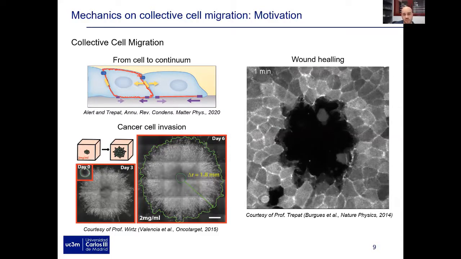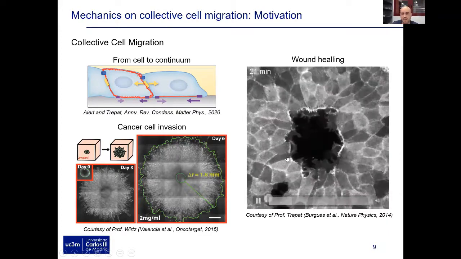So just to provide you a couple of examples, I have this picture here in cancer cell invasion. I have to thank Professor Dennis Beard from Johns Hopkins University, because I think this is quite clear how in this cancer cell invasion we can see a kind of continuum-like migration response. And also here for wound healing, epithelial wound healing. This is courtesy of Professor Xavier Trepat from Barcelona. So many thanks to him.